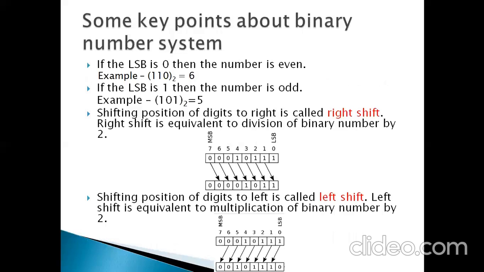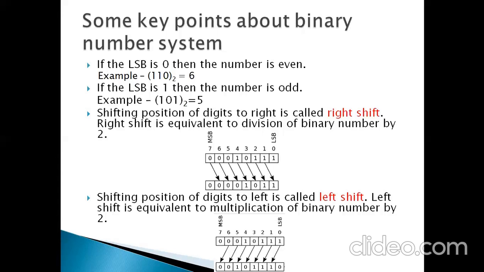Some key points about binary number system. If the LSB is 0, then the number is even. Example, 110 base 2, this is equal to 6. If the LSB is 1, then the number is odd. Example, 101 base 2 is equal to 5.